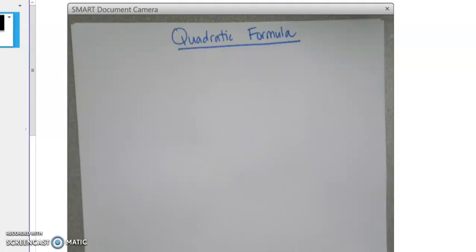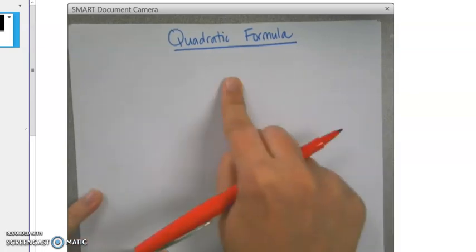Hey guys, today we are going over the last method of factoring for the week, and that is going to be the quadratic formula. First of all, I want to go over when you would use the quadratic formula. I'm going to leave a space here so I can put the formula here.